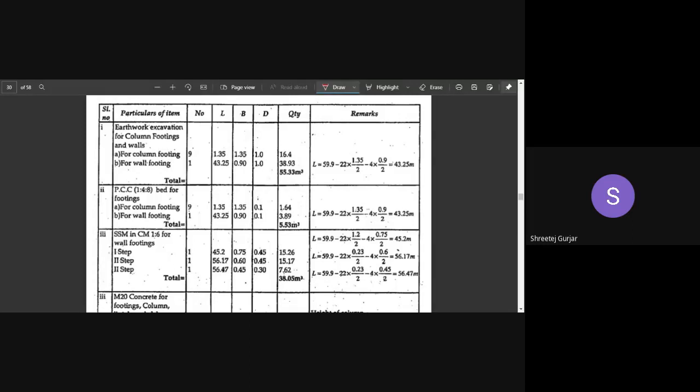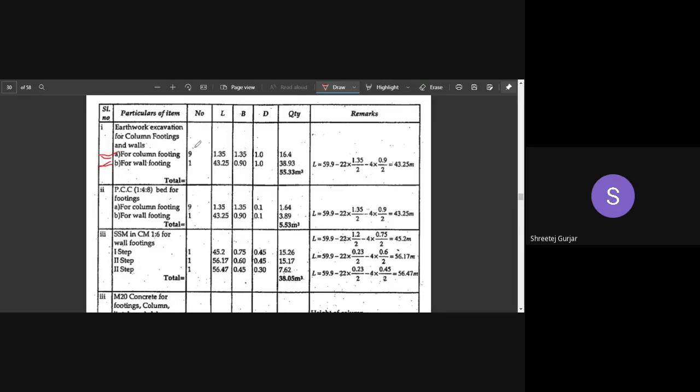Okay. So looking into a tabular column, always the first work that we look into is your earthwork in excavation, right? Here we can see they have divided all the work into 2 types, that is column and then wall. So separately we need to calculate for columns, and separately we need to calculate for walls.